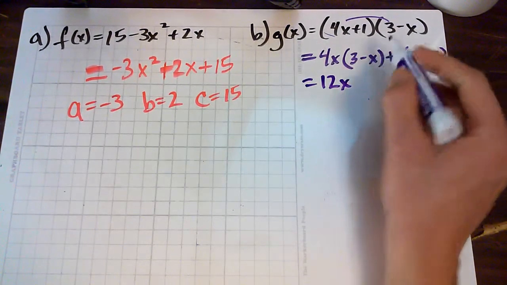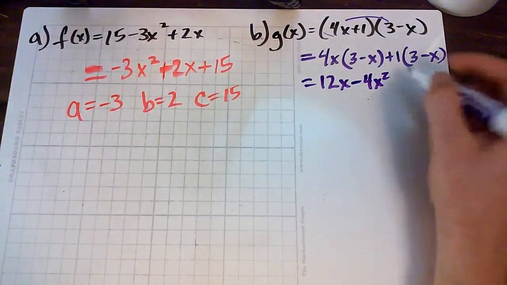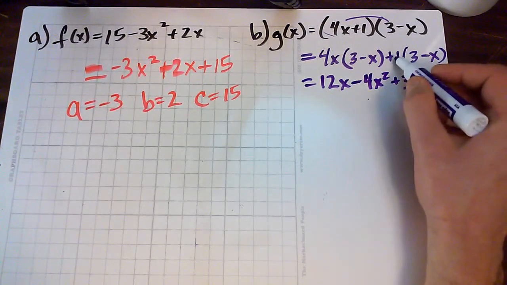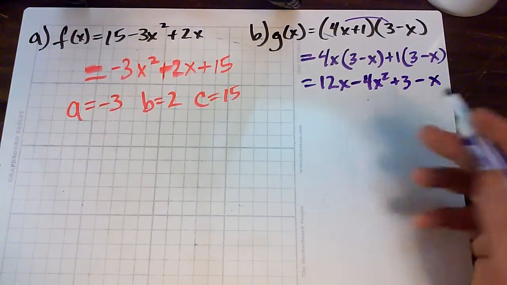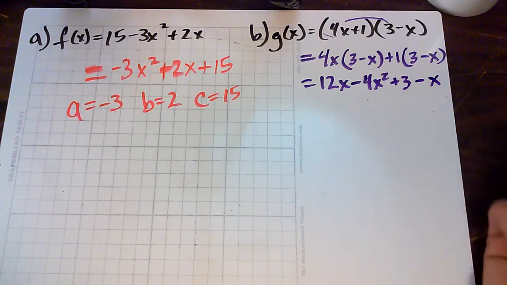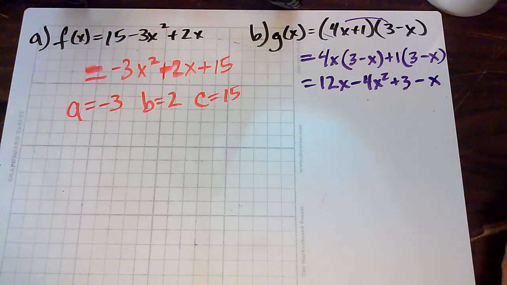4x times a negative x is negative 4x squared. 1 times 3 is 3. And then 1 times a negative x is negative x. So now that I've gotten rid of all the parentheses and the grouping symbols, I'm going to combine my like terms. And again, I want to put it in order from my largest degree term to the constant.